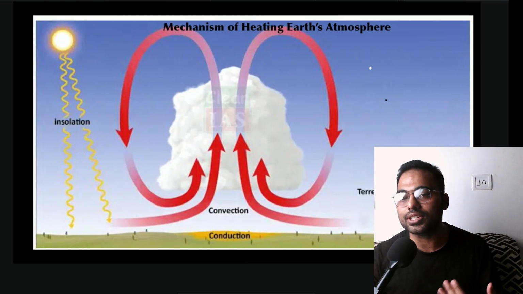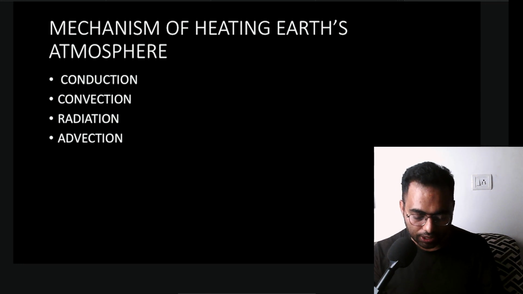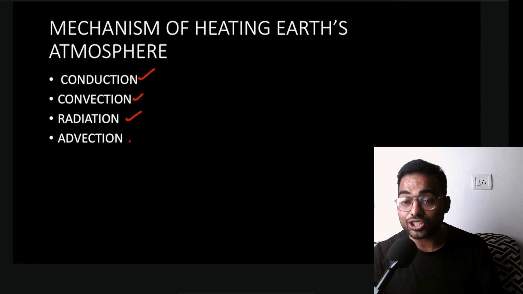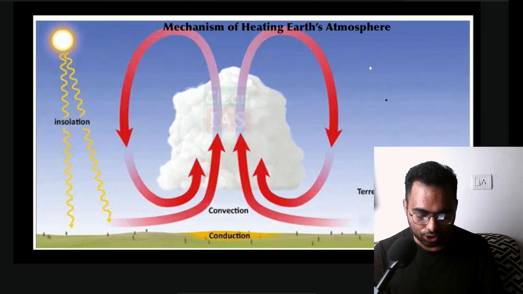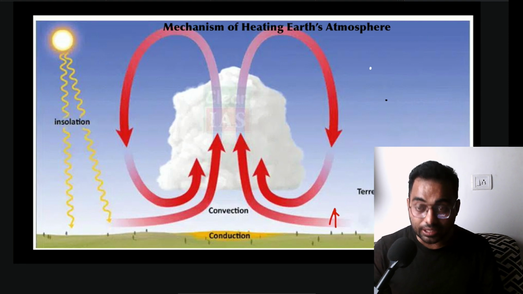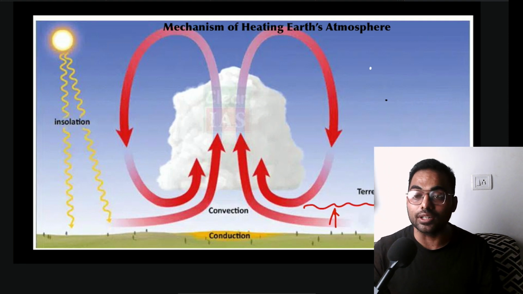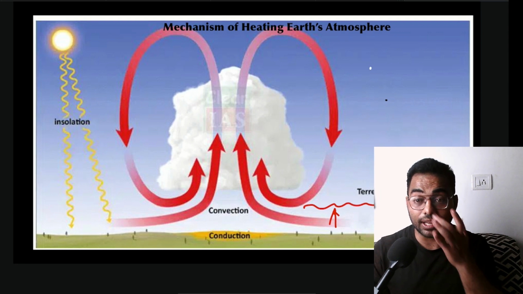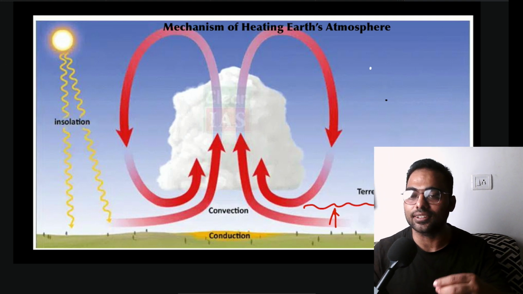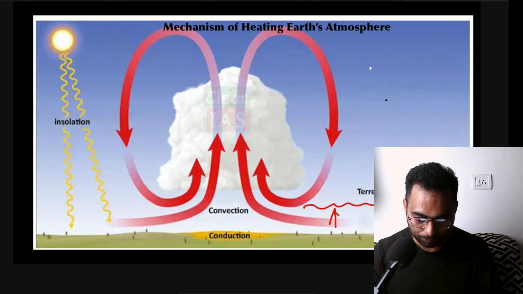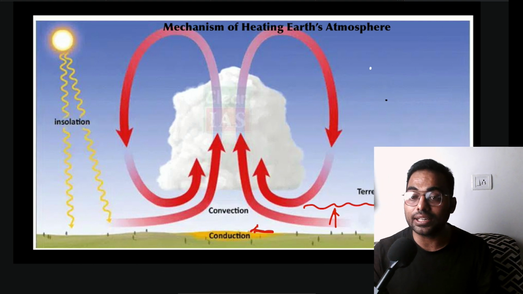Now having understood the range of insolation, let's try to understand the mechanism of heating the Earth's atmosphere via conduction, convection, radiation, and advection. Conduction is when the earth surface and the immediate layer of air, being in contact, gets heated. Then the heat thus transferred is through conduction. देख रहे हैं आप यहाँ. The immediate layer of air gets heated.